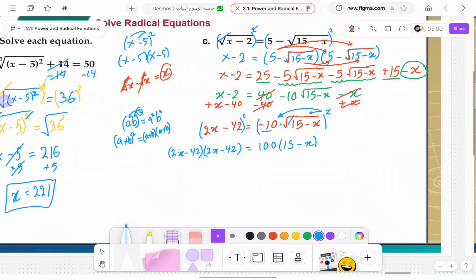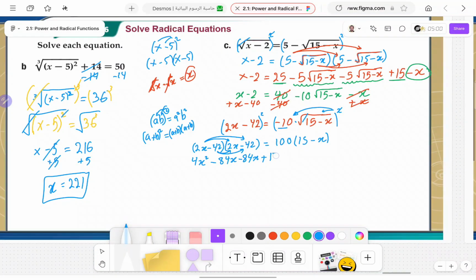Then what I have to do is just use the distributive property. So 2x times 2x is equal to 4x squared. 2x times negative 42 is negative 84x. Then same thing here, negative 84x. Then negative 42 times negative 42 is equal to positive 1764. Now we distribute the 100, so 100 times 15 is 1500. 100 times negative x is negative 100x.